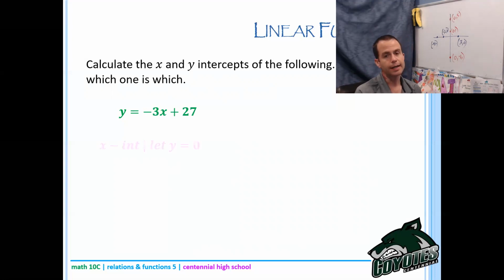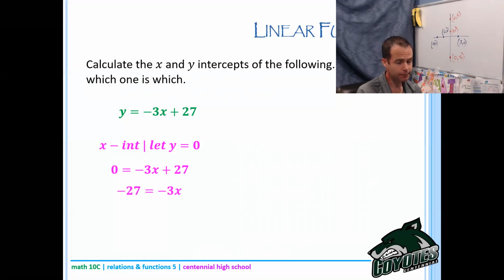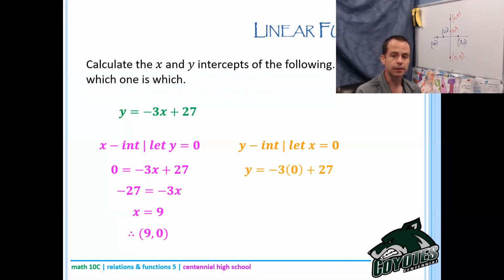Okay, so again, to find the x-intercept, I'm going to let y equal 0, and now I'm going to solve for x, so I'll subtract 27 from both sides and then divide both sides by -3. That gives me x equals 9. So then my x-intercept is (9, 0). Intercepts are always written as coordinate points. To get my y-intercept, I'm going to let x equal 0. So I plug 0 in for x and solve and get out 27. And so that point would be (0, 27). Okay?